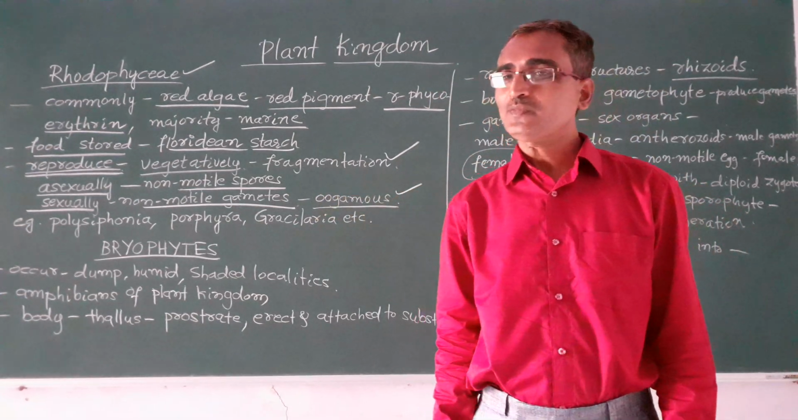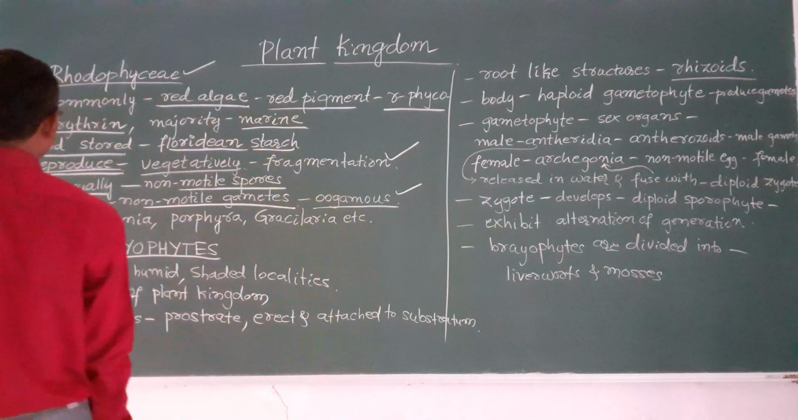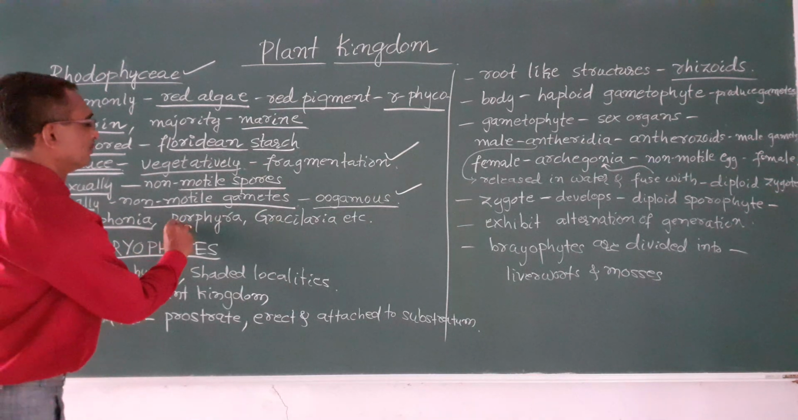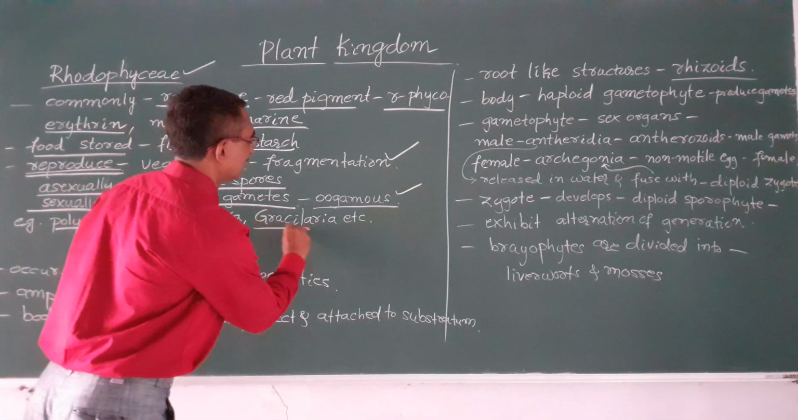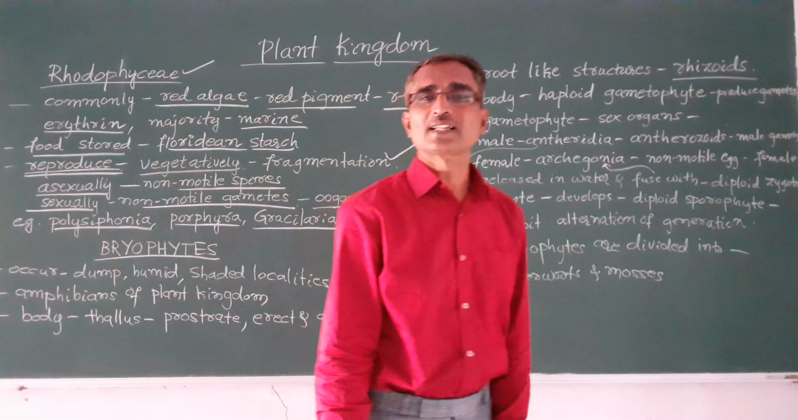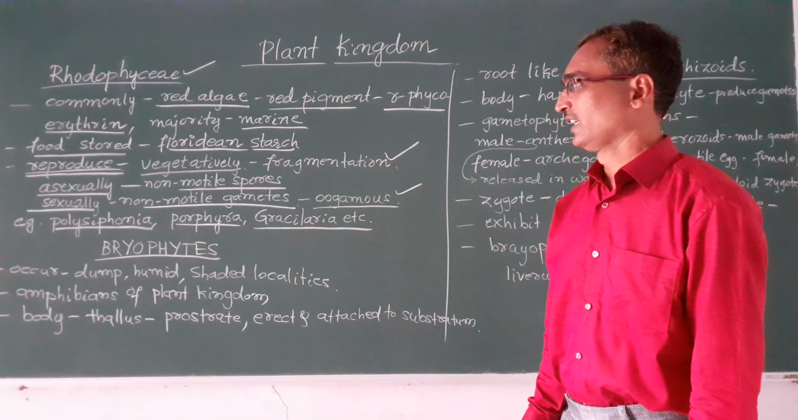Next, examples of Rhodophyceae are Polysiphonia, Porphyra, and Gracilaria, etc. So these are the examples for Rhodophyceae.